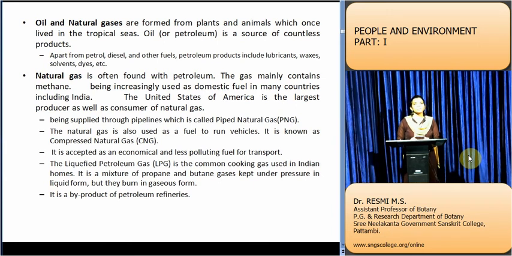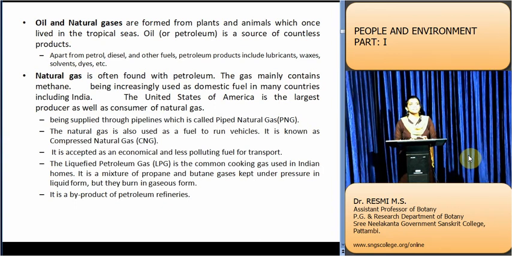The United States of America is the largest producer and consumer of natural gas. This natural gas is supplied through pipelines, and it is known as piped natural gas, PNG. Natural gas is also used as fuel to run vehicles, and it is then known as compressed natural gas, which is accepted as economical and less polluting for transport.